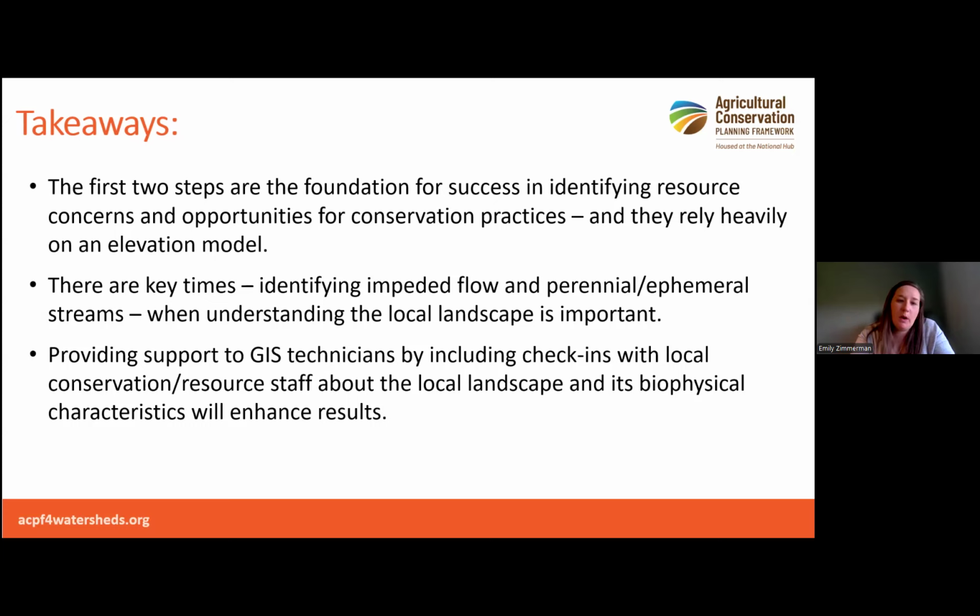And so I think it's important to provide support to GIS technicians. As this process would happen, check in, make sure that those conversations are happening between a GIS technician and the local resource professional, if that's not the same person. Having that knowledge of the local landscape and its biophysical characteristics is really going to enhance results that you'll use on down the line.